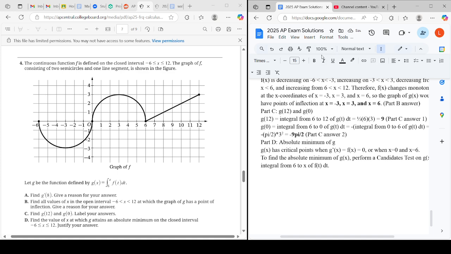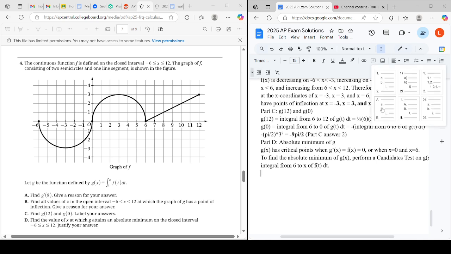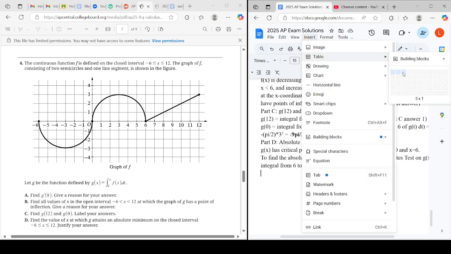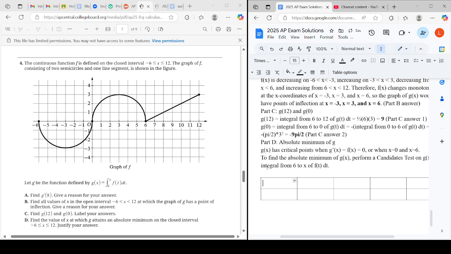Here we're going to create a table and do a candidates test. I'm going to create a table for us to do a candidates test on the endpoints and critical points. Here we have x, here we have g of x. We have negative 6, our endpoint, 0 and 6, the critical points, and 12, our other endpoint.